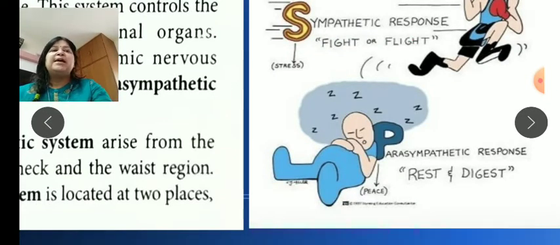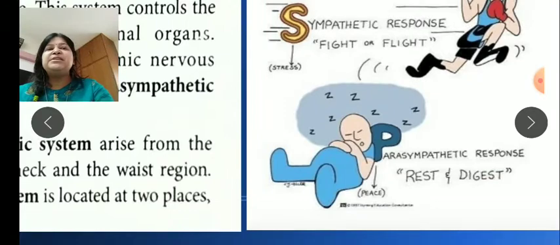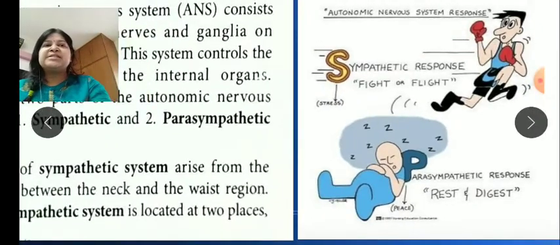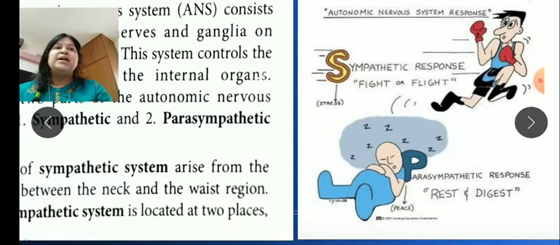parasympathetic response is the response which gives us relaxation. Rest and digest, and P means peace to our body, normal functioning to our body. This is a very good picture, I found it. So remember, S is related to stress, and P is for peace. These are the opposite responses that our body shows during the ANS, the autonomic nervous system, which controls or stimulates the involuntary actions.